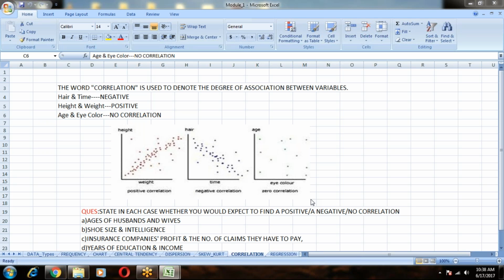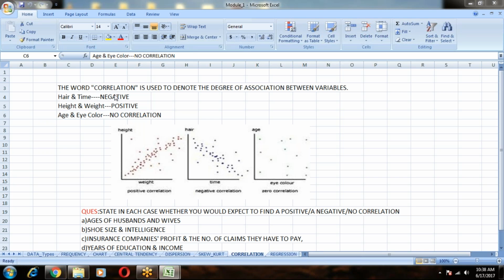So for the time being, let's discuss the correlation part. Now correlation also has three types. One is negative correlation, another one is positive correlation, and the third one is no correlation. Okay, examples are also given over here.